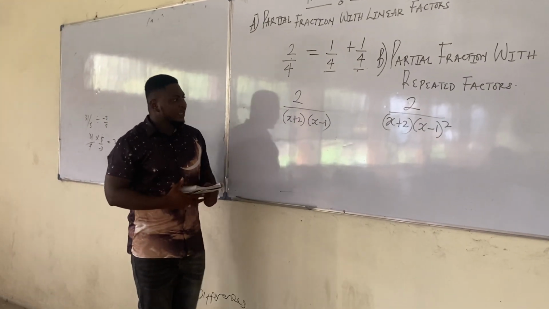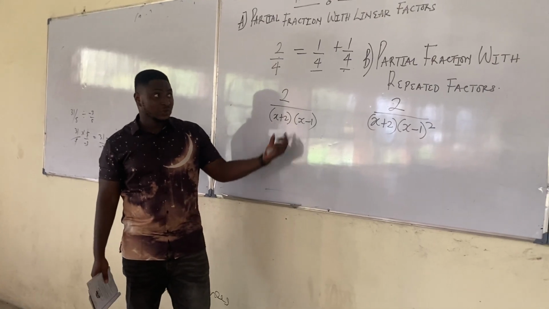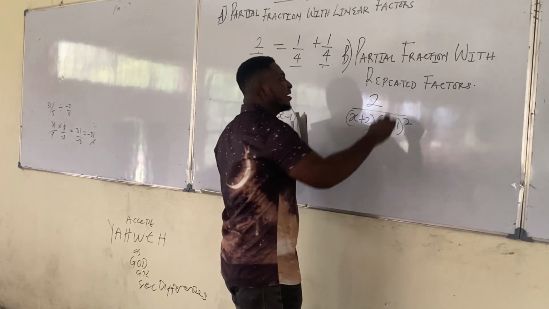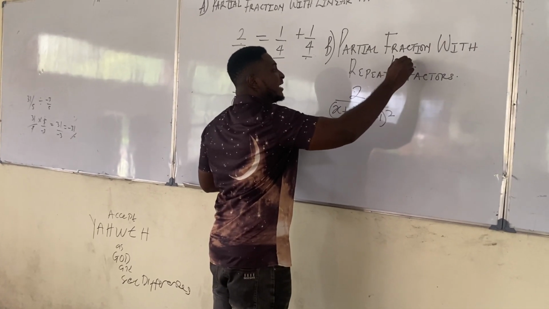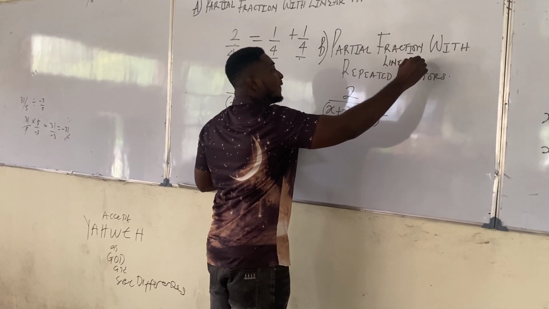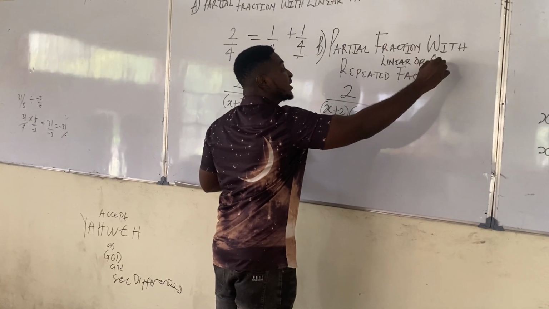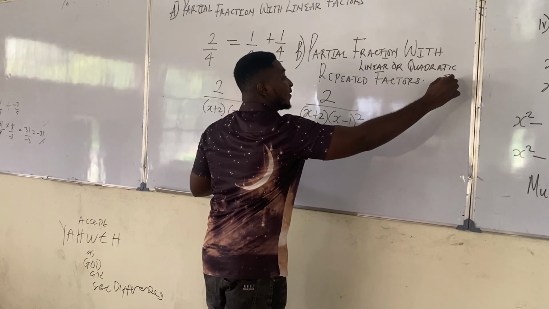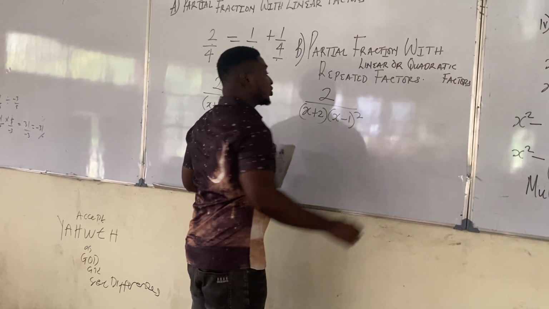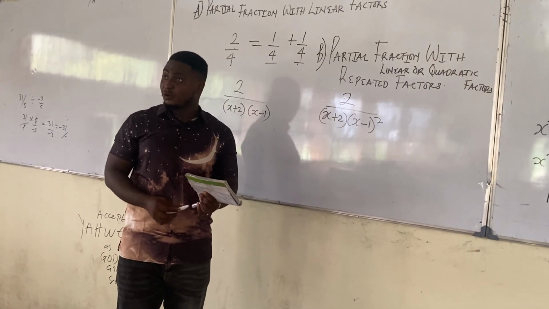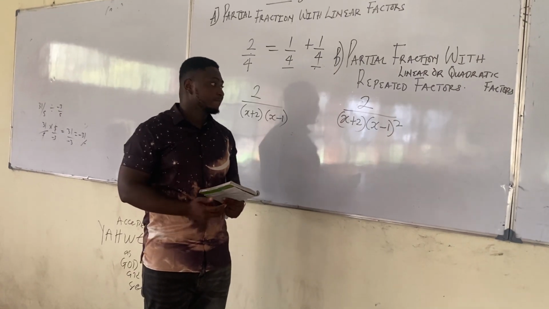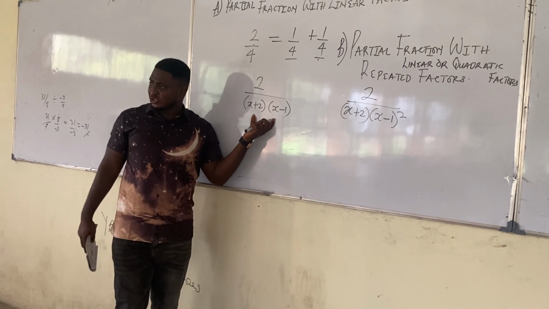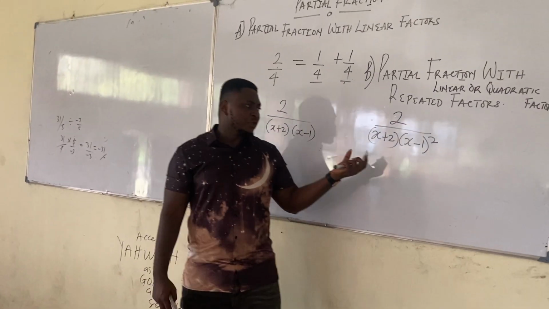Class, this is a partial fraction with just linear factors, but this is a partial fraction with repeated factors, or you could say repeated linear. You can say repeated linear, or sometimes even quadratic factors. Because sometimes these factors will not only be linear, they will be called quadratic. I'll come to that. Class, the rule you use in resolving this type of fraction is going to be different from how you resolve this one.